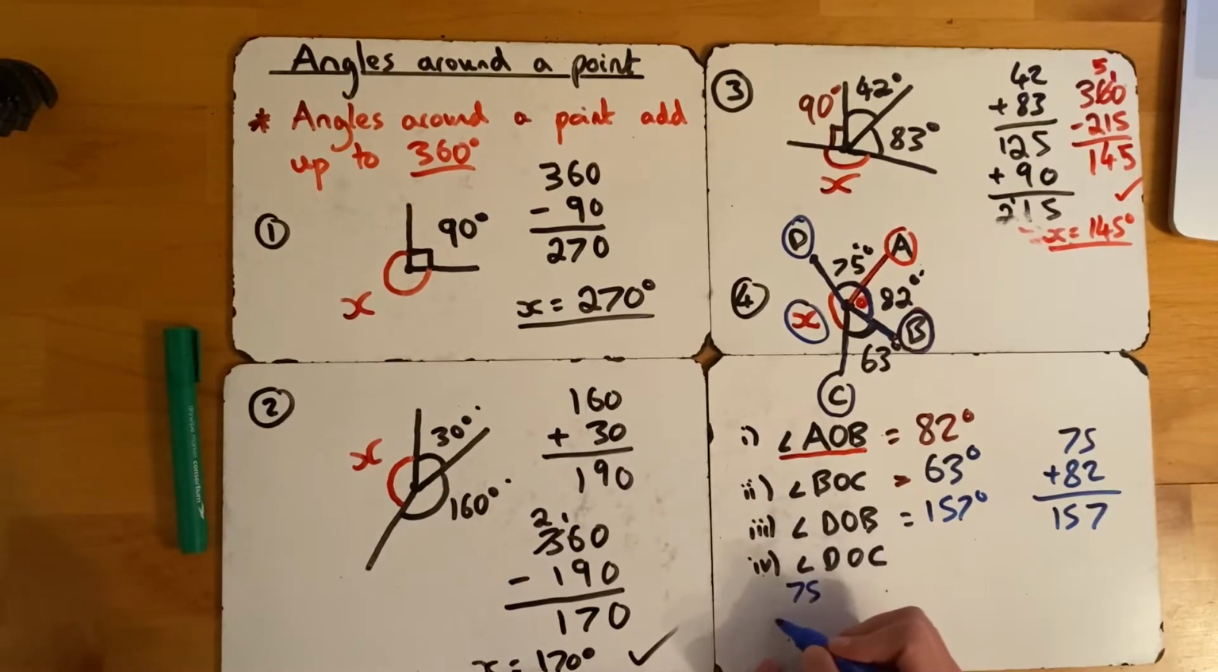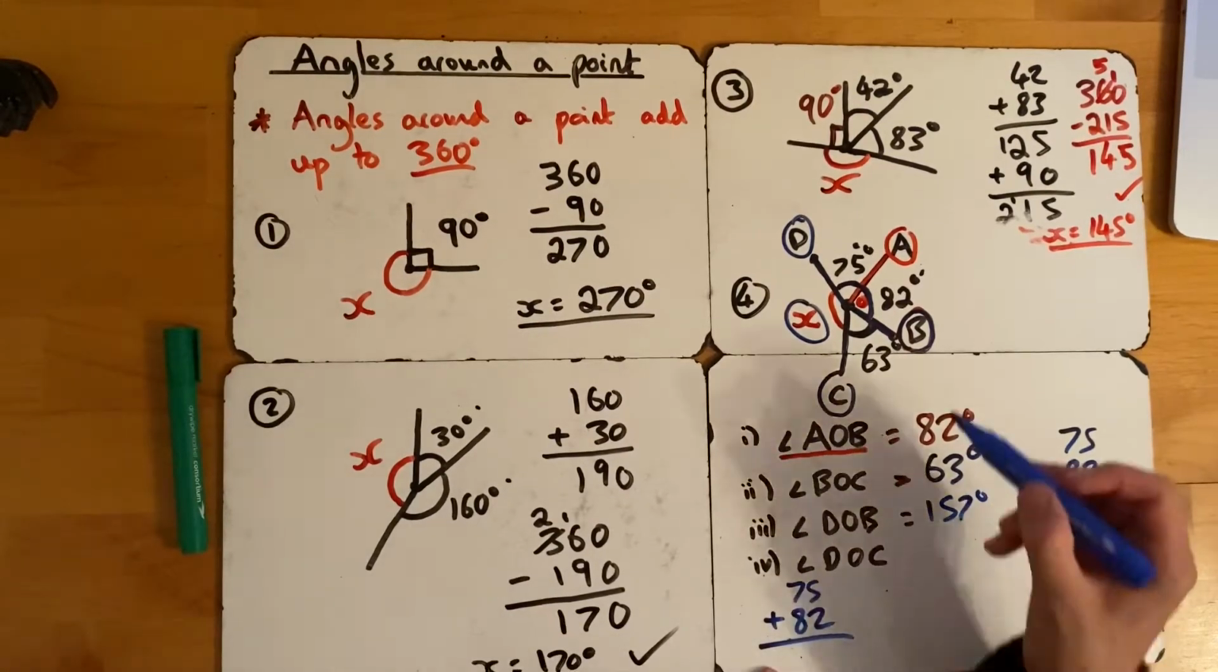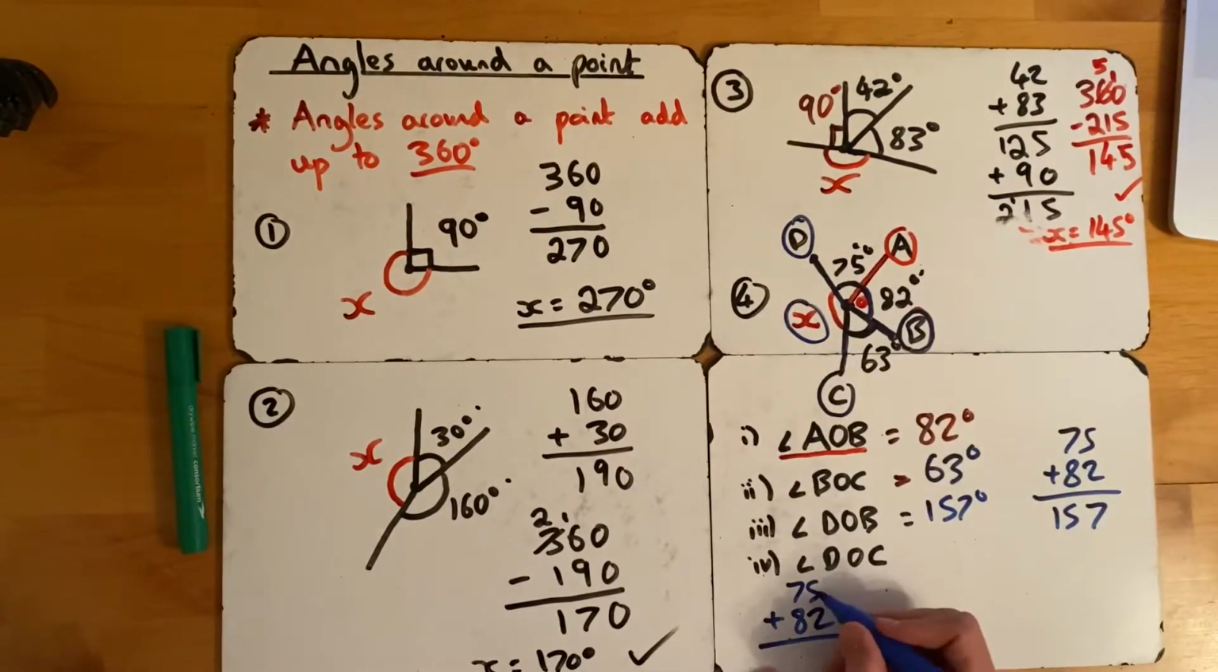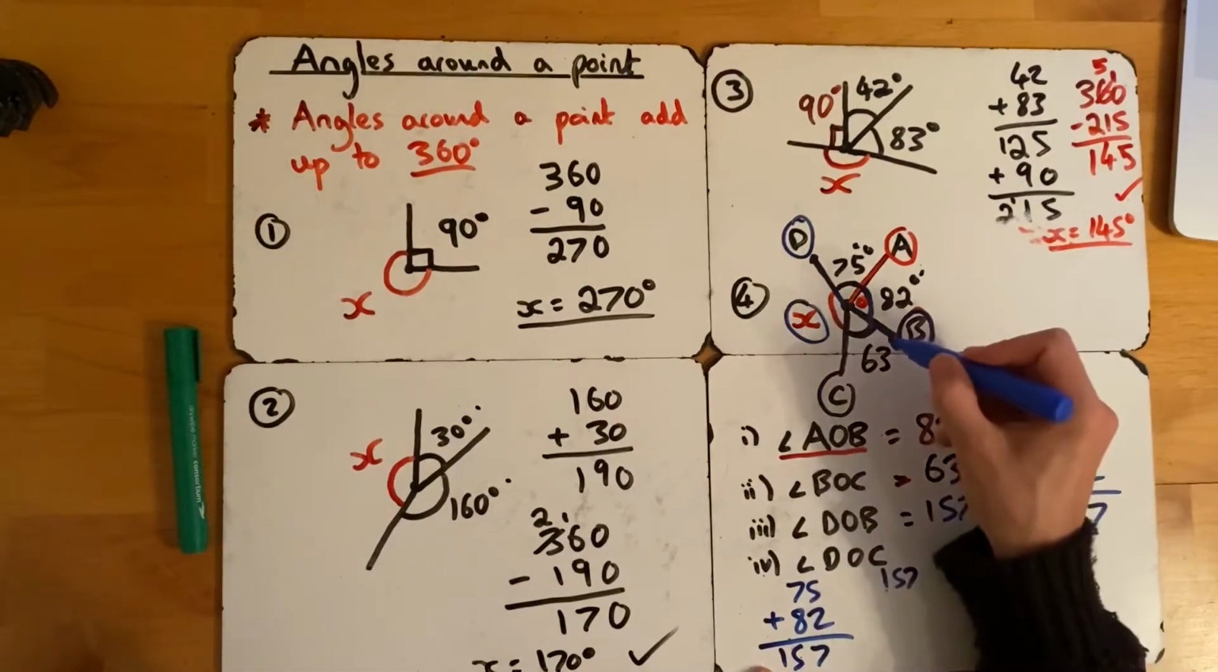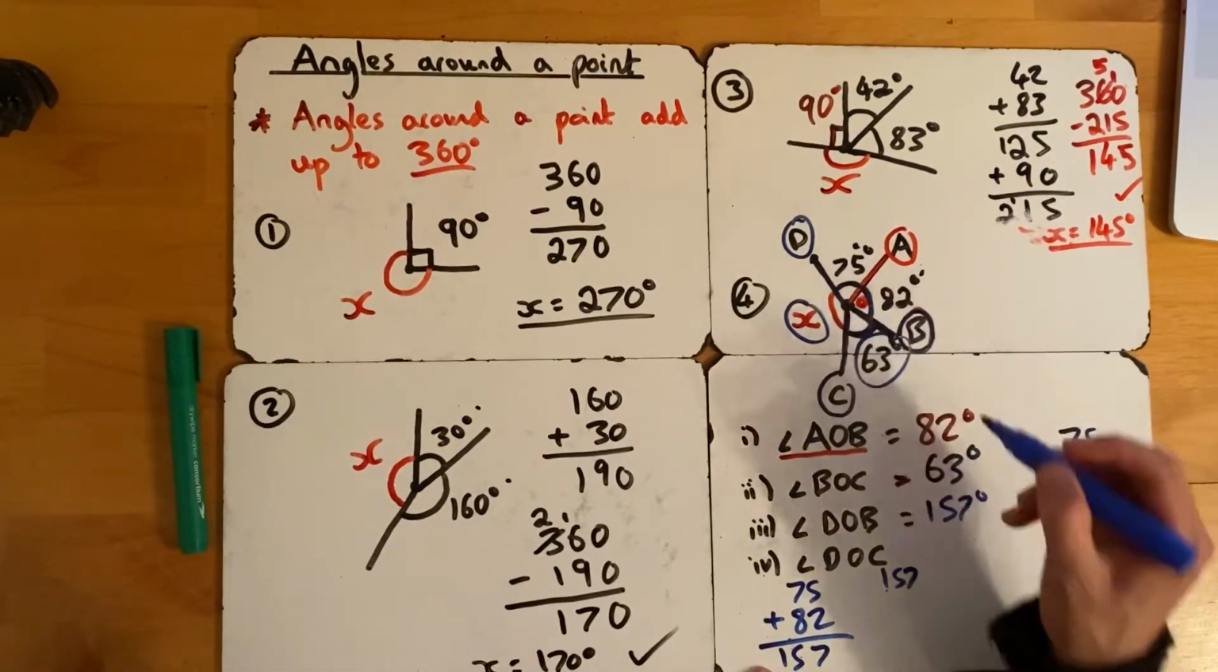75 plus 82. You could add 63 and do it all at once, but I like to do it separately. 75 plus 82. 5 plus 2 is 7. 8 plus 7 is 15. 157. Okay, now we can add the one we missed out, the 63.